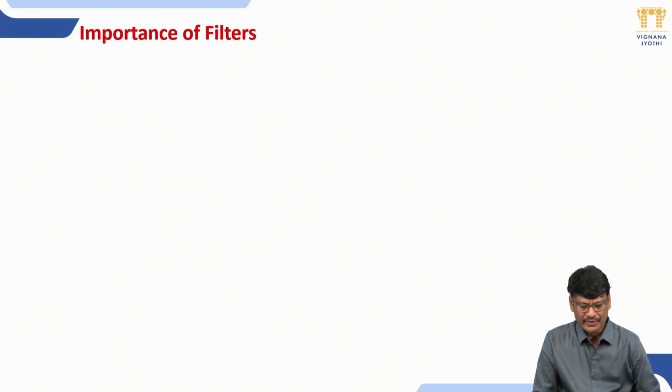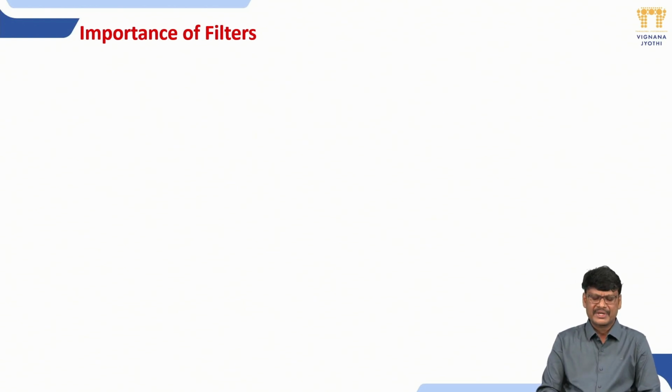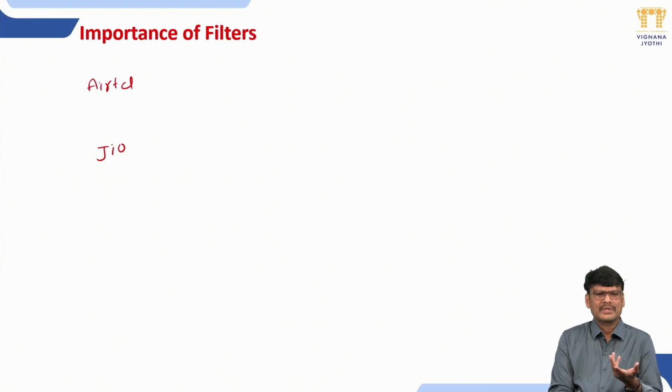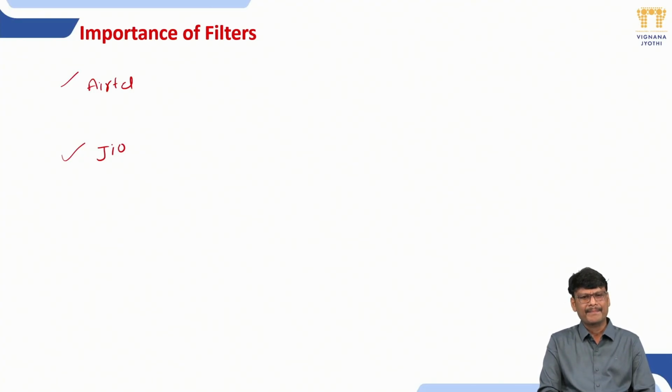Now the second one is we look into the importance of filters. A number of applications are there. I will give you one example regarding the importance of filters. We have telecommunication companies like Airtel company, Jio company and Vodafone. A number of telecommunication companies are there in India. Now I have considered Airtel as the first one and the second one is Jio. What are these telecommunication companies like Airtel and Jio doing?